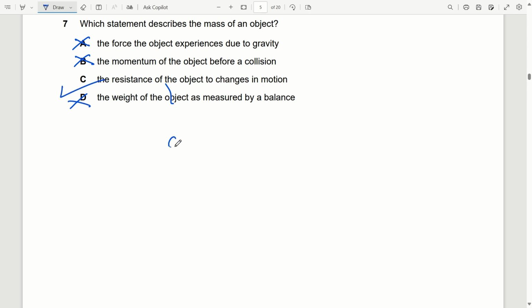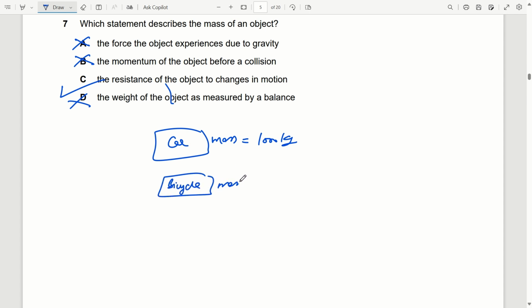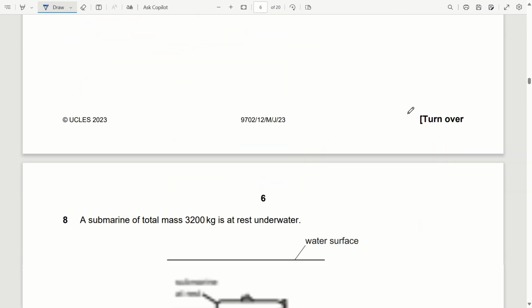Means if there is a car of mass 1000 kg and there is a bicycle of mass 10 kg, both are at rest, and if you want to move them, more force will be needed in case of the car. Why? Because it is having more mass and it is giving more resistance. So option C is the correct one.